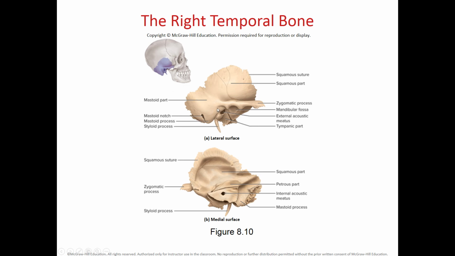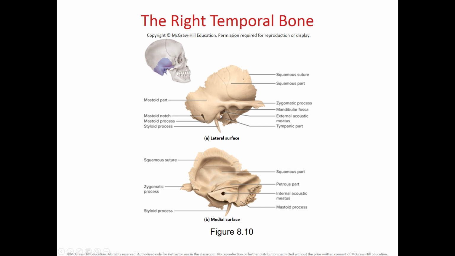And then posterior to the squamous part, it has this mastoid part where we have the mastoid process. If you want to feel your mastoid process, just put your fingers behind your ear, and that strong bone that you feel will be the mastoid process. And then within the mastoid process above, we have the mastoid notch, and more internally and inferiorly within the temporal bone, we have the styloid process or needle-like process.